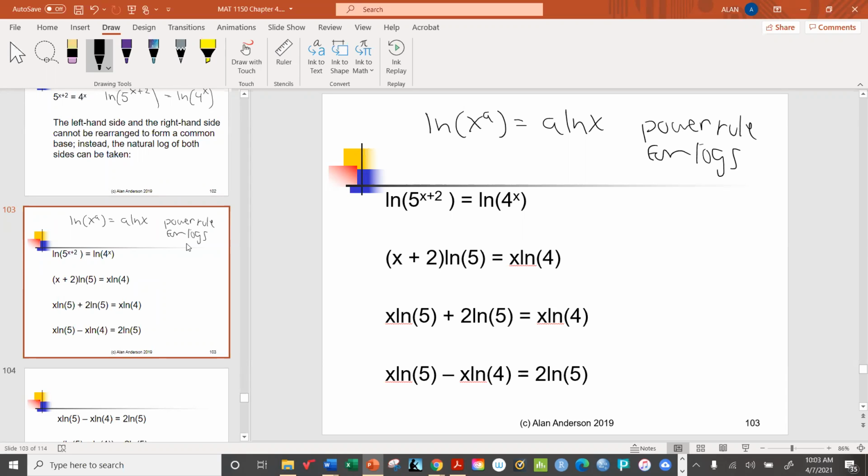Why don't we break this up into two pieces? In other words, now I have x times log 5 plus 2 log 5 equals x log 4. And what I'm going to do is try to get similar logs together whenever possible. Now, what do I mean by that? Here I've got x times a log. So why don't I subtract this from both sides?